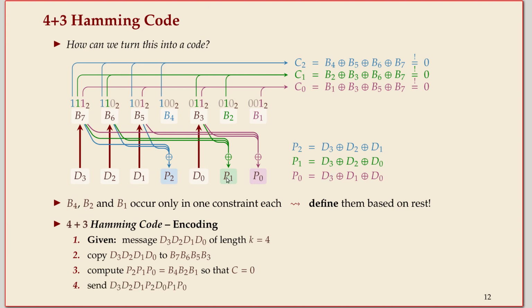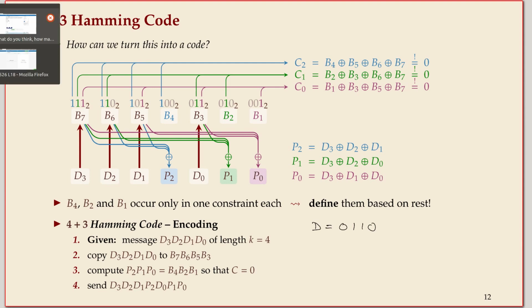And then you interleave the original message and the parity bits as in the picture, and that's it. So let's do an example for that. Say the message is 0, 1, 1, 0. And now I'd like you to work this out, to work on the algorithm.